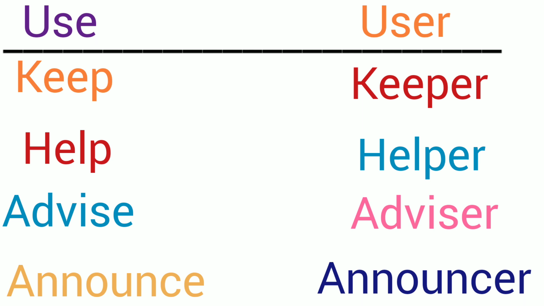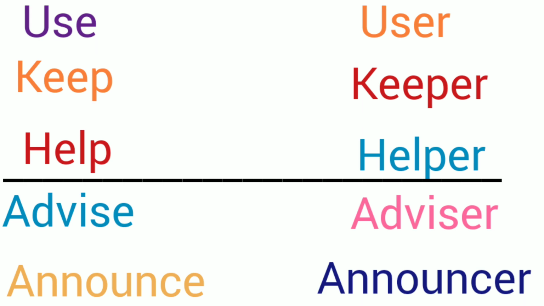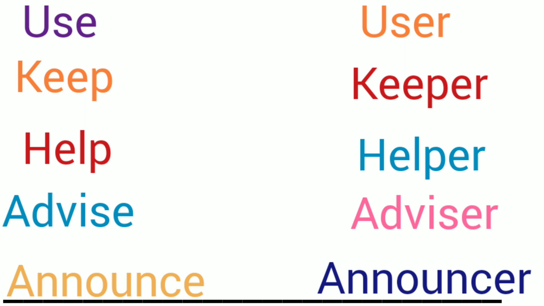And section 2, a user is to use, a user uses. Keeper is to keep, a keeper keeps. Helper is to help, a helper helps. Advisor is to advise, an advisor advises. An announcer is to announce, an announcer announces.